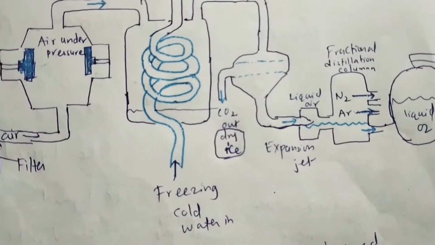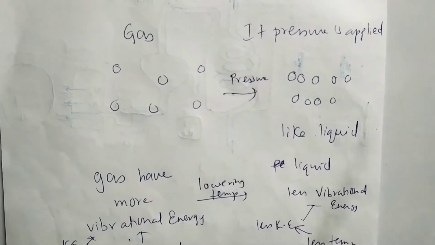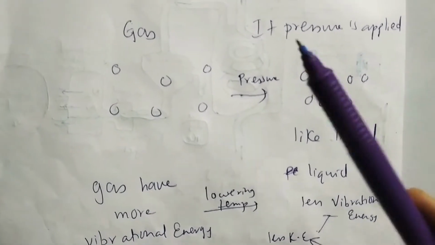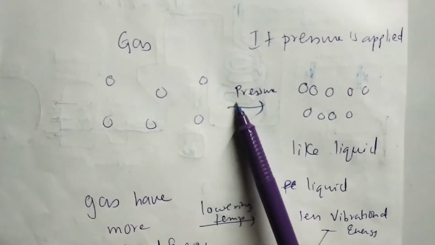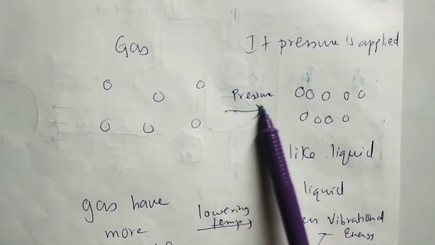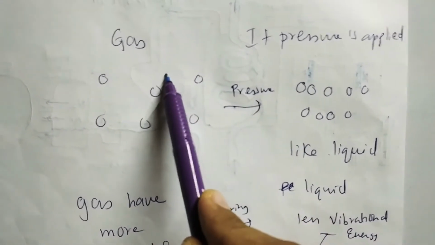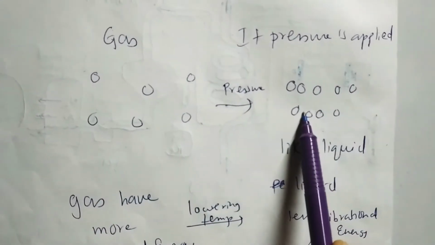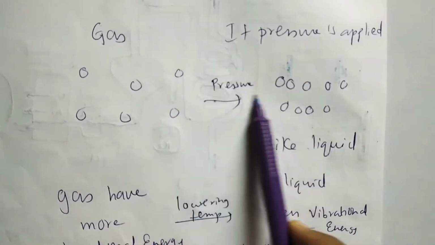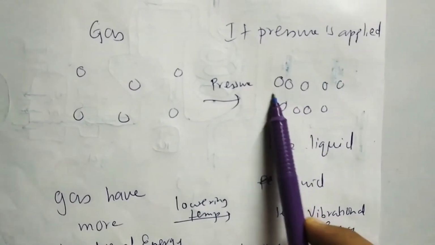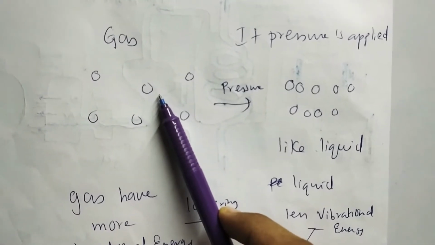But let us understand what happens when we are pressurizing and lowering the temperature. Dear students, in a gas the molecules are far apart, but when pressure is applied, the particles come closer. So actually we are making it liquid. If you apply pressure to a gas, it will become liquid because the molecules will come closer. That's why we are pressurizing the air in the process.